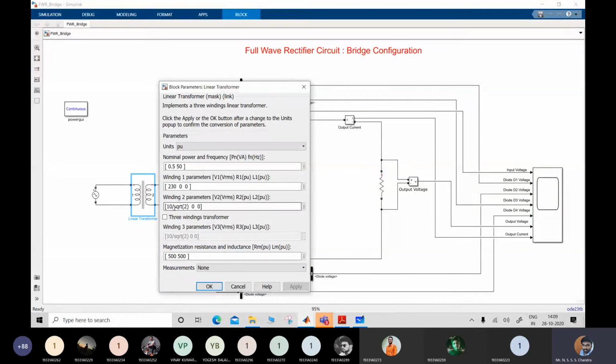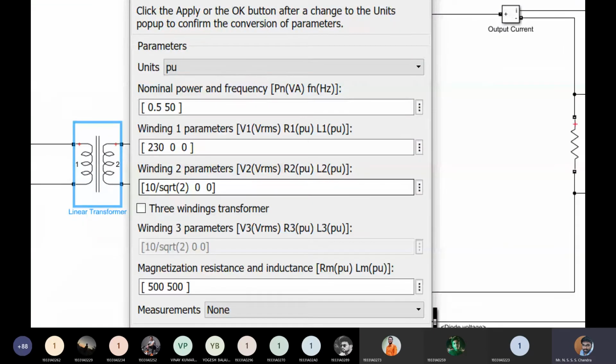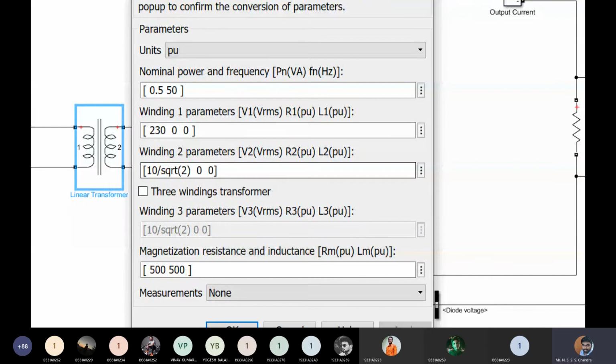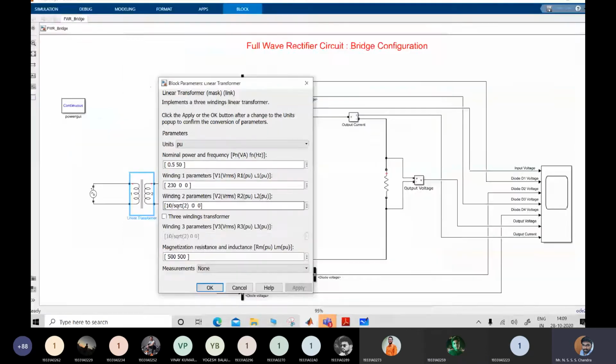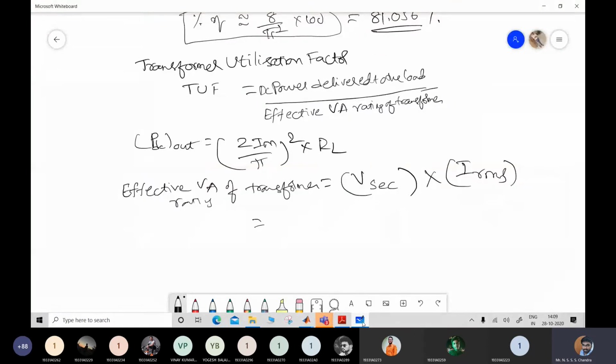So what is the winding voltage rating? Can you see it on the screen? Please read it out. Winding parameters: the voltage is the maximum voltage, Vm by root 2. Here the maximum voltage we are taking as 10. So it is Vm by root 2. Okay, I'll go back to the whiteboard.